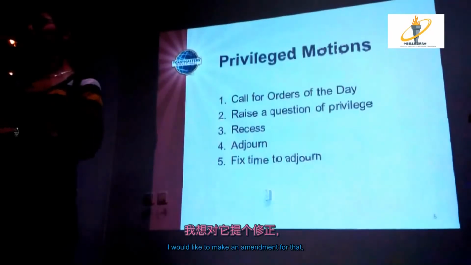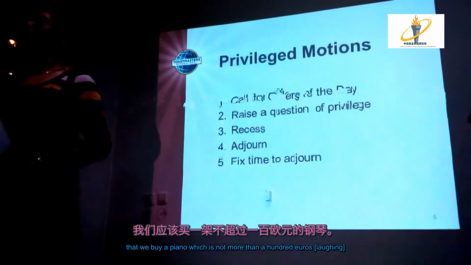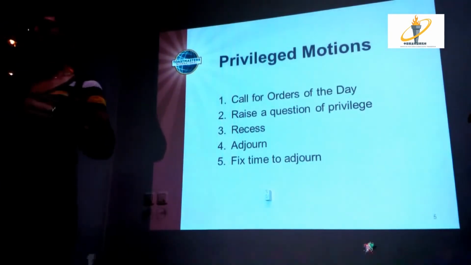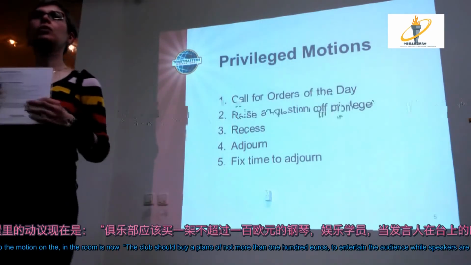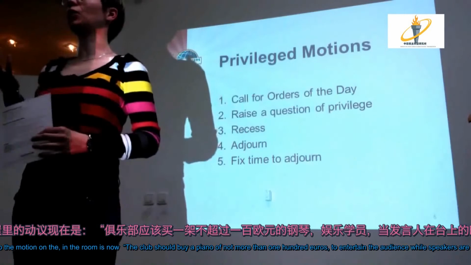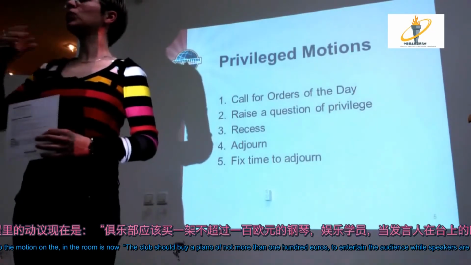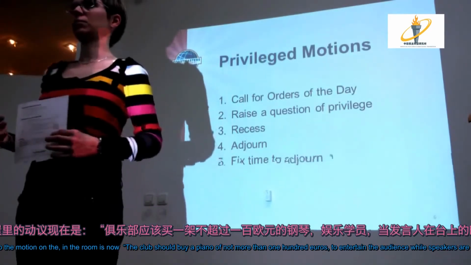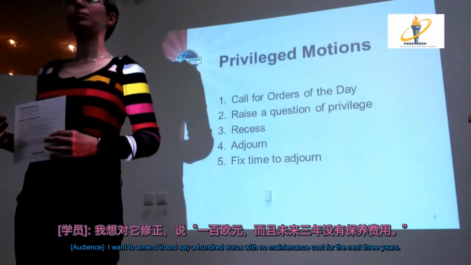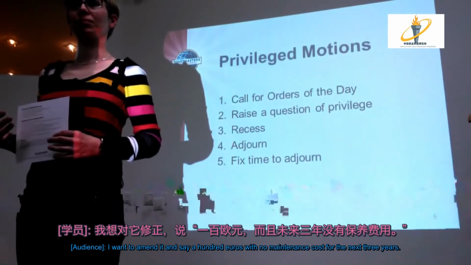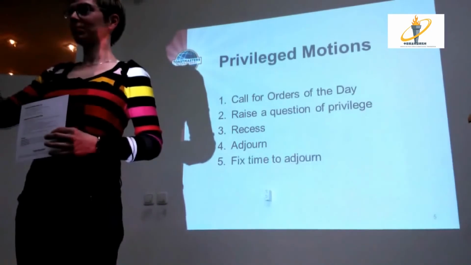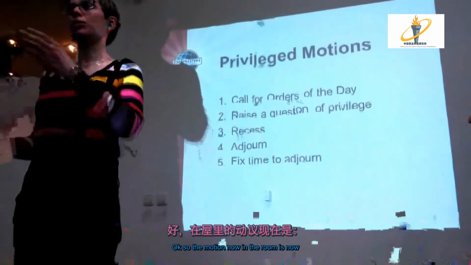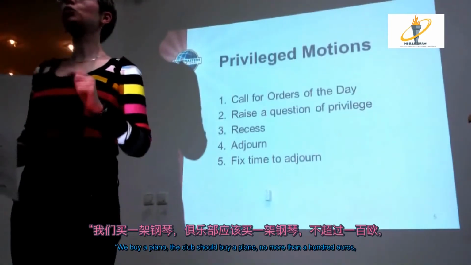I would like to make an amendment for that. If we buy a piano which is not more than 100 euros. All right. So, okay, so the motion in the room is now, the club should buy a piano of not more than 100 euros to entertain the audience whilst speakers are on stage. I want to amend it and say 100 euros with no maintenance cost for the next 3 years. Seconded.